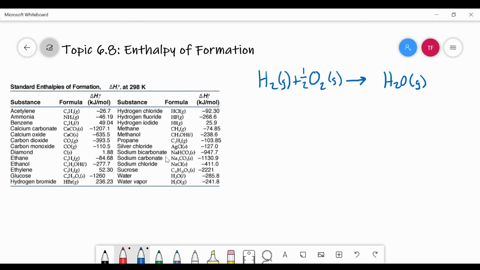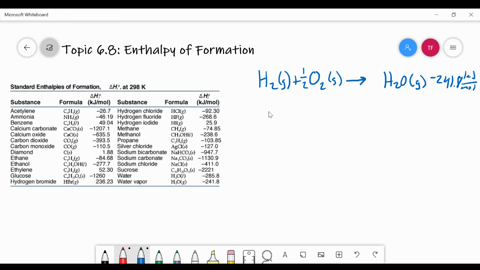If you look on this chart over here, this is a chart of some common substances and their enthalpies of formation. If we look up water as a gas, the enthalpy of formation is negative 241.8 kilojoules per mole. In other words, for every mole of water that's formed in this reaction, we're going to release 241.8 kilojoules. Now again, this is if this could theoretically happen, because the likelihood of elements just forming a compound in a straight shot is very low. But you can use this information for some very useful techniques that we're going to talk about in this video.